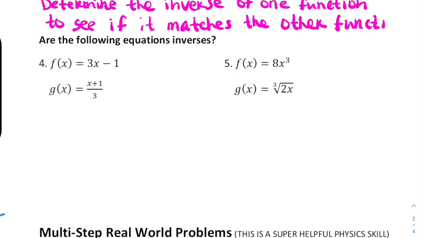So let's take a look at this first one. We have f of x is equal to 3x minus 1, and g of x is equal to x plus 1 over 3. We've got some of the same numbers here, so maybe there's potential to get something going here, but let's take a look. So I'm going to pick g. It doesn't really matter, f or g. I just picked g because it's already down here at the bottom, so I won't have to rewrite it. So step 1 here, and then step 2 is to write it changing x and y.